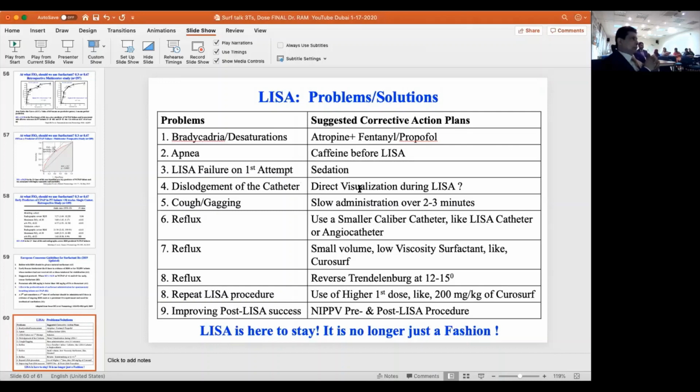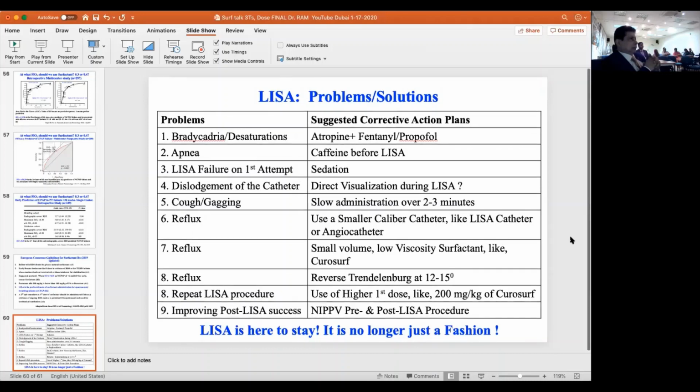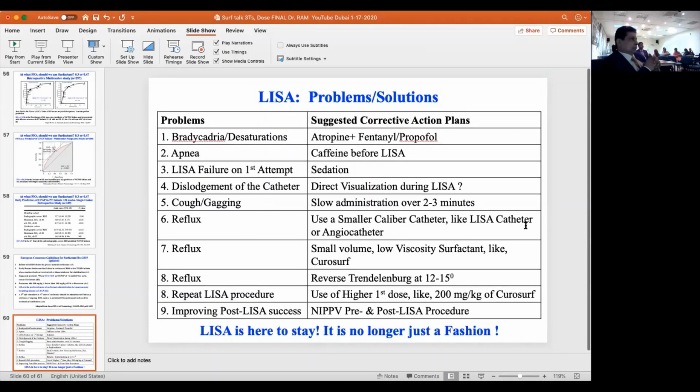Some have recommended direct visualization during administration, but I do not believe it's a good idea because you will have reflux of the medication and you may not be able to deliver all the surfactant. Cough or gagging: give it slowly. Reflux: again, you can use a small caliber catheter, like a LISA catheter or an angio catheter, rather than a feeding tube. Reflux can be reduced with smaller volume and lower viscosity, like Curosurf. While using surfactant treatment with the LISA technique, keep the head end of the bed elevated at 12 to 15 degrees. That way reflux can be minimized.